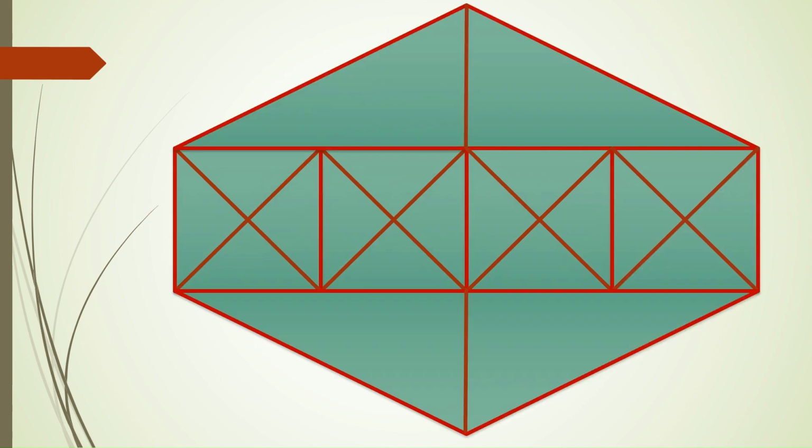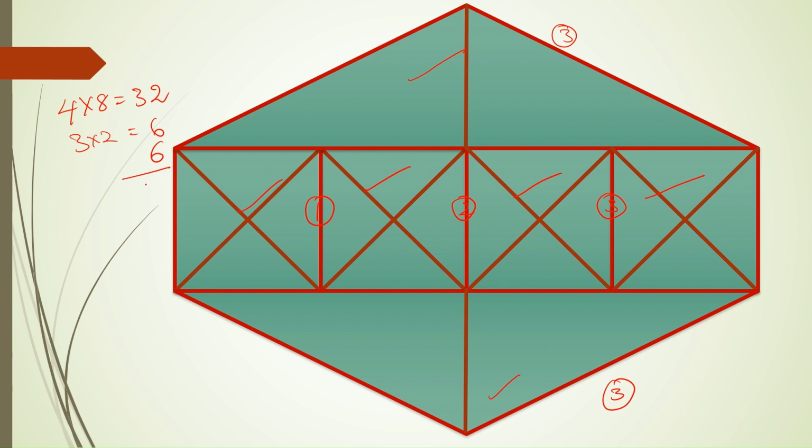Now let us consider this pattern. Here we have 1, 2, 3, 4 square patterns. So 4 into 8 is 32, and this is 1, 2 and 3. In 3 places 2 squares are getting connected. So 3 into 2 makes 6. Along with this, the upper triangle pattern gives 3, and for the lower pattern there will be 3 triangles. So 3 plus 3, that's 6. So here in total we will have 44 triangles.